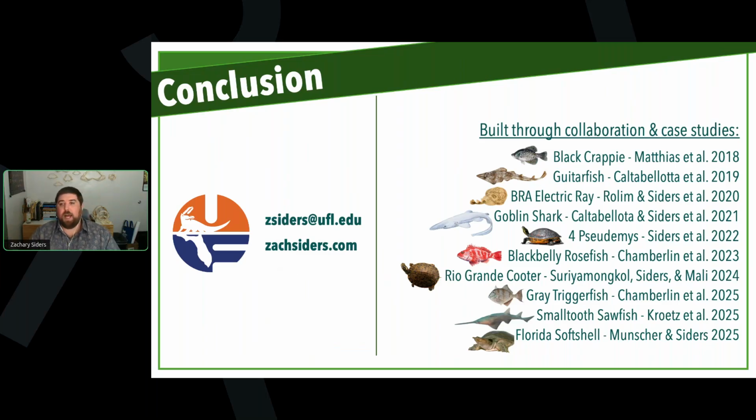This was built through a lot of collaboration and case studies. As I mentioned at the top, we started off in my PhD talking with Brian Mathias, and we were working on some black crappie growth and talking about how we do this. And we were mucking about with JAGS of how do we build in environment and cohort effects. Fabio came to UF and did his postdoc here with me, as postdocs together, and we worked on a bunch of stuff on guitarfish and electric rays and goblin sharks. Through some of my sea turtle work, I got hooked up with some of the freshwater turtle folks, and we've been mucking about in that space for a while now. And then I was fortunate to be part of Derek Chamberlain's graduate committee and got to be involved in some of the work that he did here.